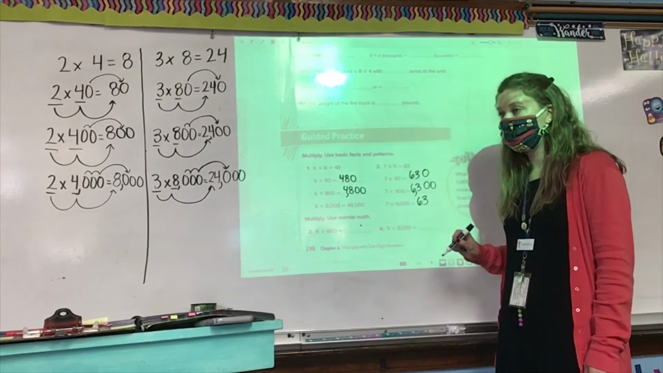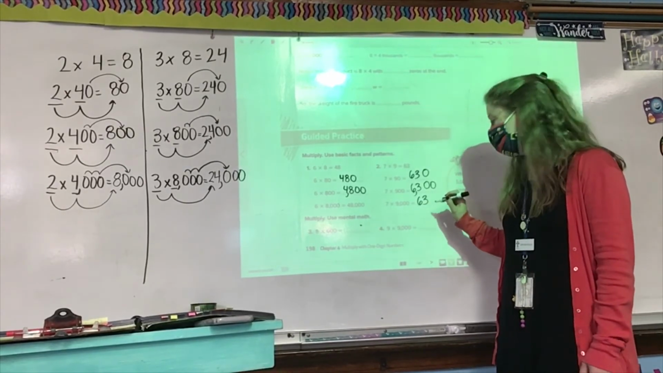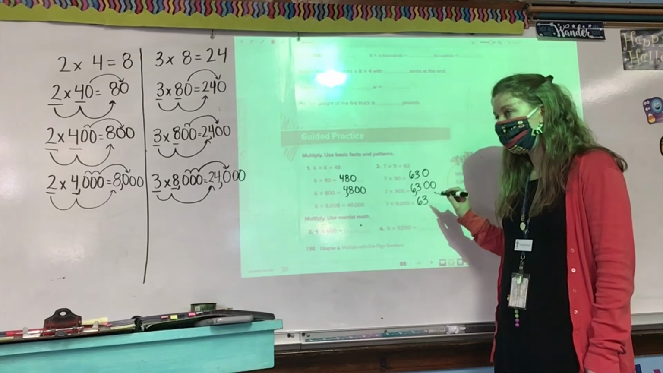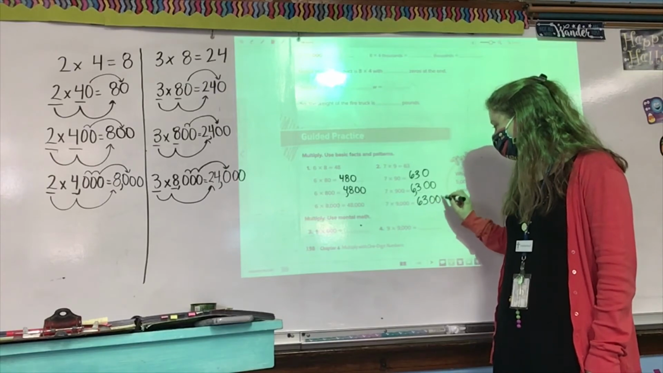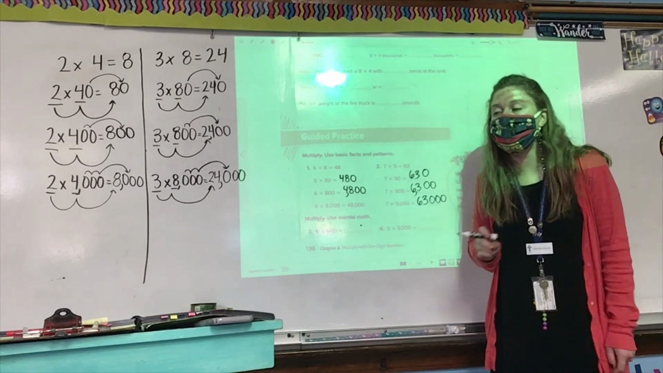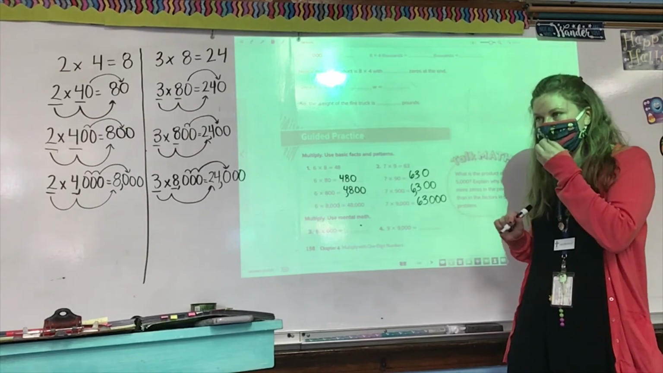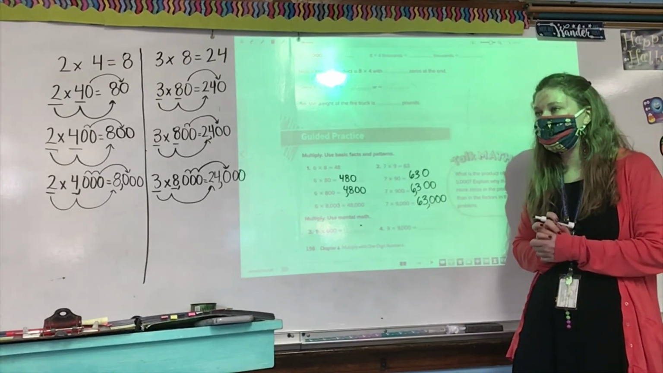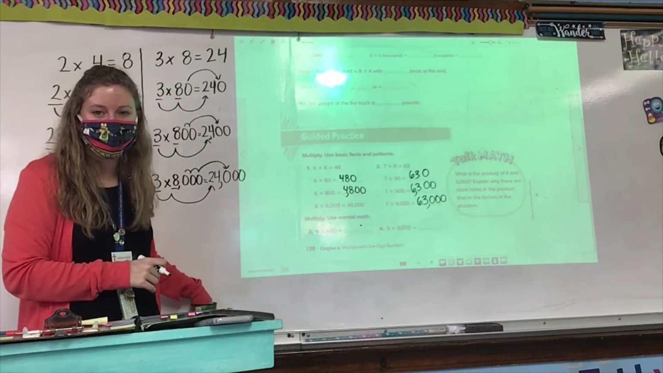Step 3. Count the zeros. How many zeros do I have? Step 4. Move the zeros to the end of the product. So I take my 1, 2, 3 zeros. Move them to the end of my product. My unwritten step 5 is to find where the commas go. We know they go every 3 digits, so where are the commas going to go here in this number? Between the 3 and 0. So 7 times 9,000 is 63,000.